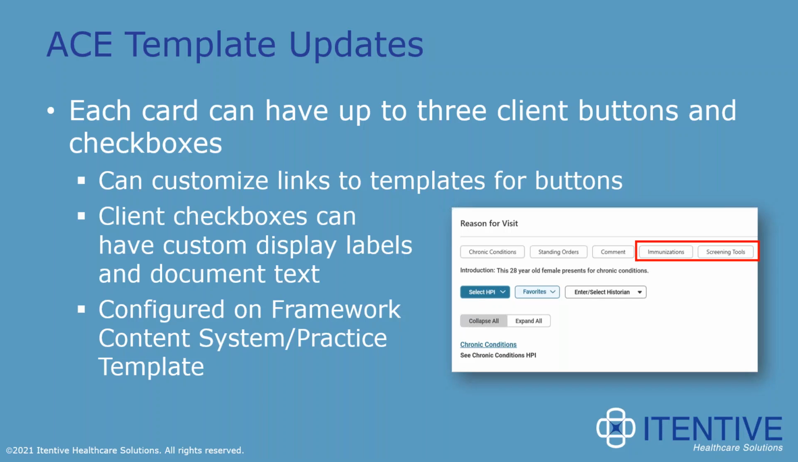So in addition to these client buttons, each card can also have up to 3 checkboxes. So these checkbox labels can be customized, so you can really display whatever information that you want to be able to track for a particular card, as well as when that box is then checked by a user, you can determine what the verbiage would be in the documentation. So if a user checks that off, then it will show on the template, but also in that visit documentation that's generated at the end. So both our client buttons and our checkboxes are configured on the Framework Content System Practice template.